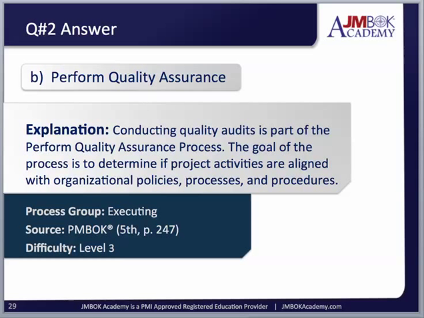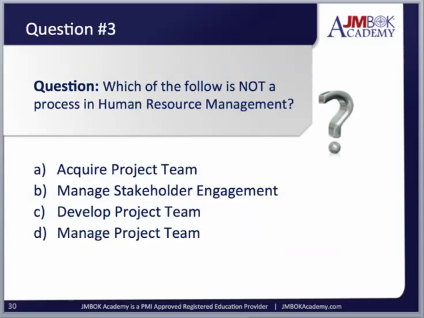The goal of the process is to determine if project activities are aligned with organizational policies, processes, and procedures. So again, read the questions carefully because you're looking for key terms to guide you in the right direction. For me on this one, it's audits, because audits are a tool and technique of the perform quality assurance process. Again, remember, we're executing, PMBOK page 247, level 3, because you had to think a little bit on this one. You were given a scenario, made it a little bit more complicated for you.